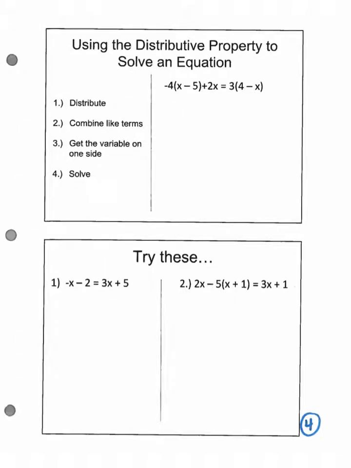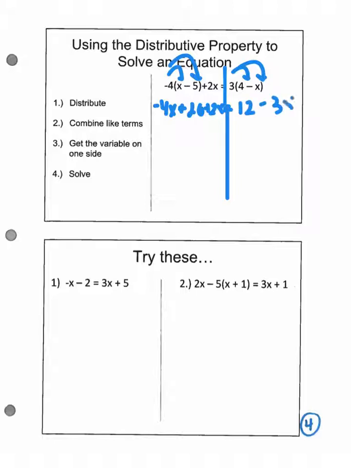So on the next page, we have our checklist. First we want to, well really we always want to draw our line to start. But then we want to distribute. So I have distribution here. So that gives me negative 4x plus 20 plus 2x equals, distribute here, 12 minus 3x.